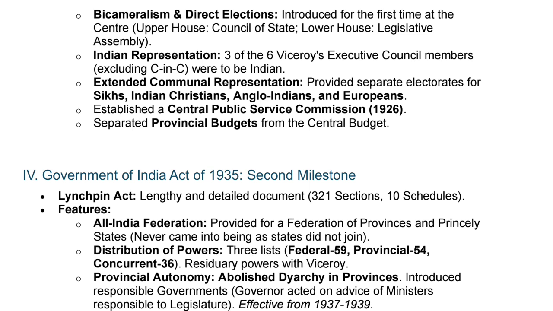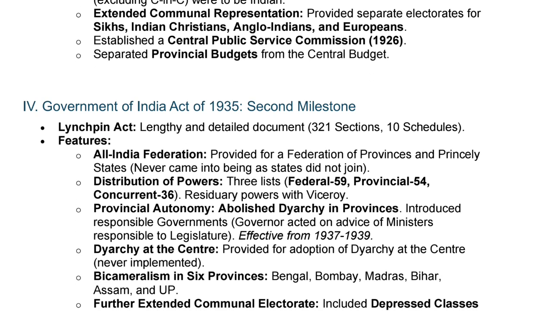Extended communal representation, provided separate electorates for Sikhs, Indian Christians, Anglo-Indians, and Europeans. Established a Central Public Service Commission, 1926. Separated provincial budgets from the central budget.